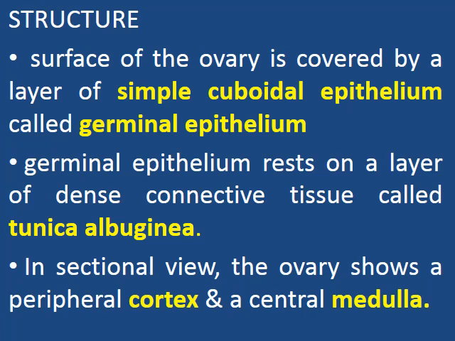Surface of the ovary is covered by a layer of simple cuboidal epithelium called germinal epithelium. Germinal epithelium rests on a layer of dense connective tissue called tunica albuginea. In sectional view, the ovary shows a peripheral cortex and a central medulla.